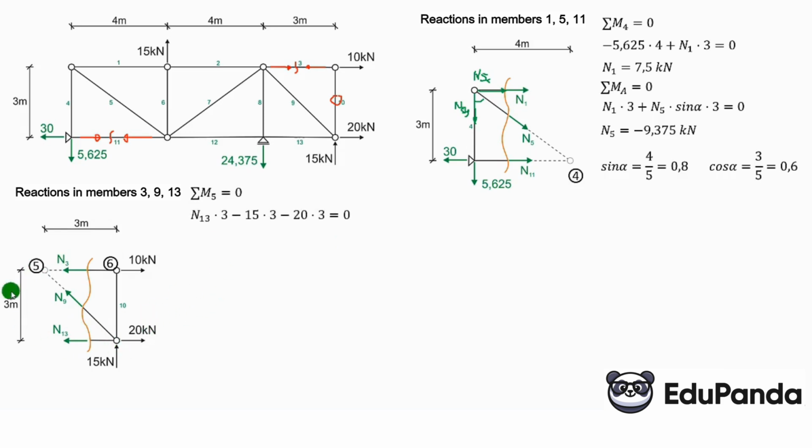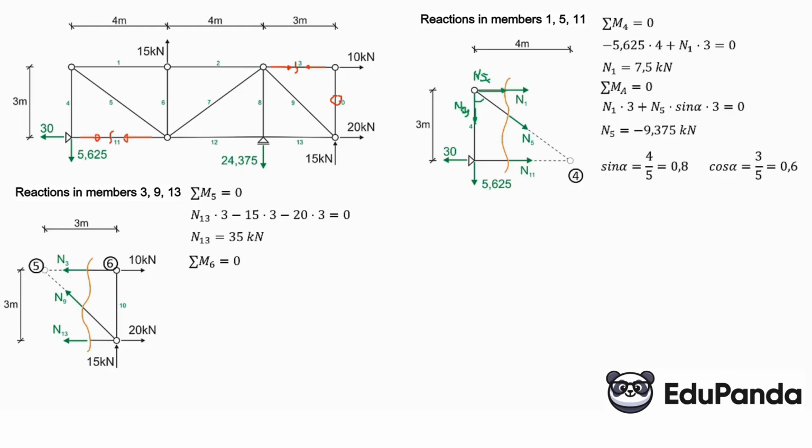So we have the equation like this, N13 clockwise, meaning positive on arm 3, minus 15 on arm 3, and minus 20 on arm 3, equals 0. The 10 passes through these points, so it doesn't create a moment. From this, N13 is equal to 35 kN. And the sum of moments at point 6 equals 0.